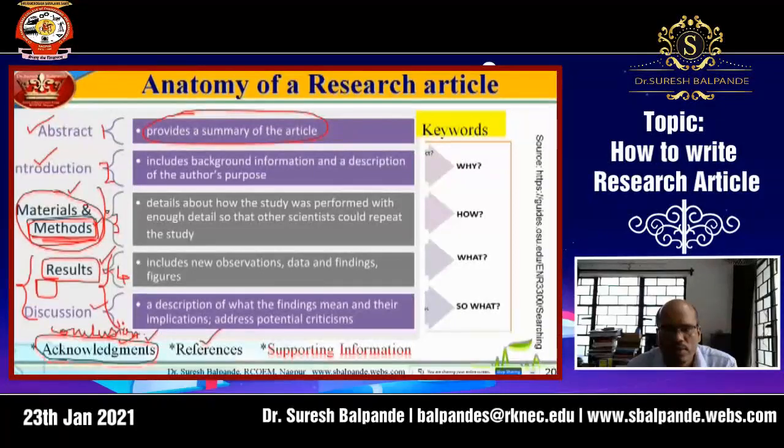References, of course, that is very, very important. And the supporting information means nowadays most of the publishers have this provision of providing supporting information. Supporting information means, suppose you have some data in a table and you have plotted some graph. That graph is already included in the results and discussion section. But the table you cannot include because it is big data. 100 or 200 readings are there, but that kind of information you can provide under the category of supporting information.